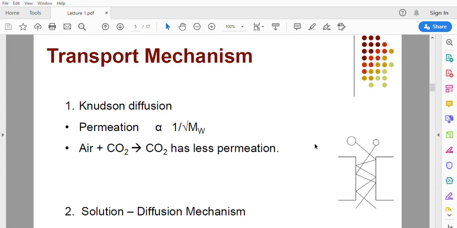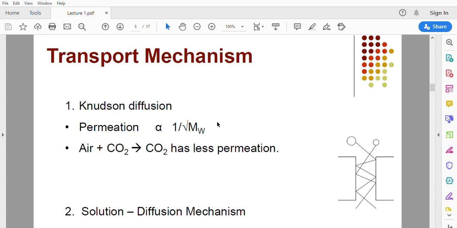Here the permeation is inversely proportional to the square root of the molecular weight. This MW is the molecular weight. So the permeation is inversely proportional to the square root of the molecular weight of the different species present in the feed mixture.